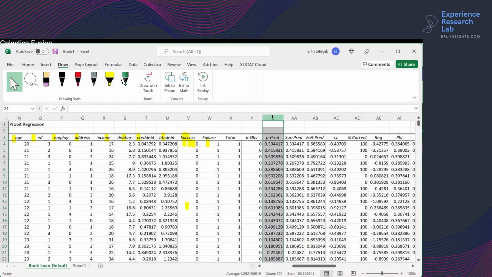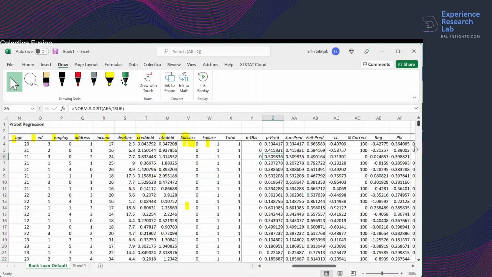Column Z is basically the copy of column AA. And since the score is lower than the cutoff value of 0.5, the model prediction classifies it as non-defaulters. So non-defaulters here in the prediction and non-defaulters in the observations. That's why it is 100% correct in AD.